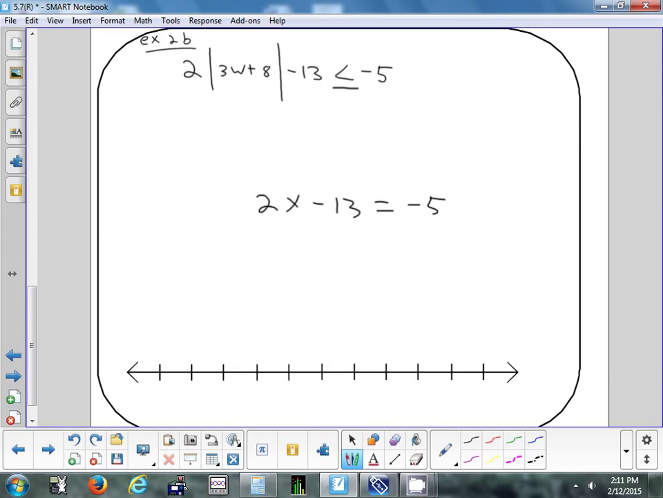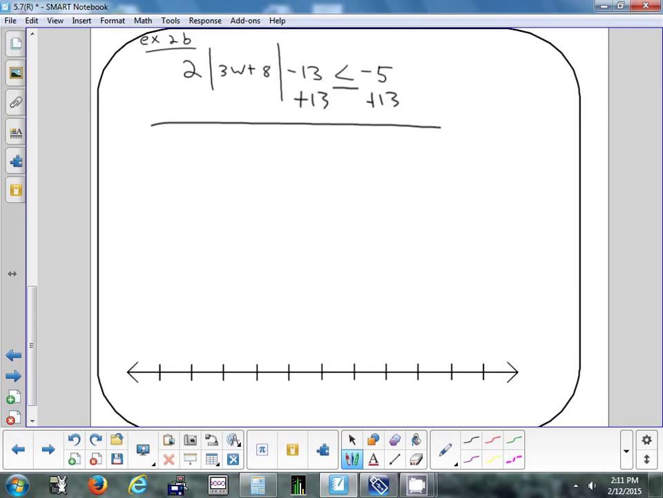What would be your first step if you were trying to get x by itself here? Tell me what you'd do. Yeah, Marcus? Minus 13 first. Well, we have a minus 13, so how do you undo minus? Plus 13. So that's exactly what we're going to do here. Plus 13. Plus 13.